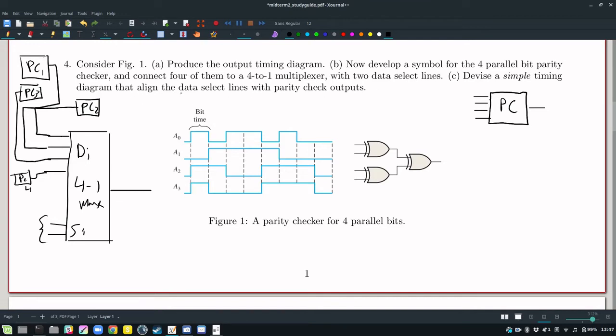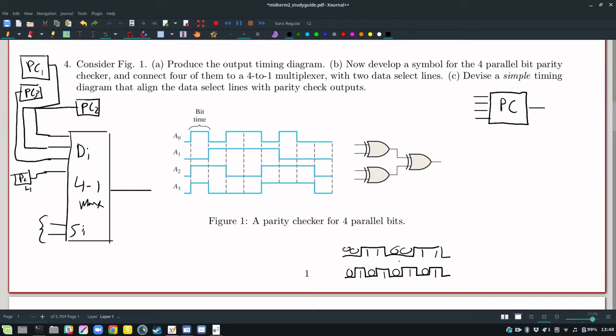Devise a simple timing diagram that aligns the data select lines with parity check outputs. So I think what you want to do is cycle the data select line, so each PC gets checked equally often. If you favored one combo of select bits over the others, then it would reduce the likelihood of catching an error in any of these bit streams. So for our data select, I want to have our LSB oscillating at this frequency. There's 4 possibilities, so 0, 1, 2, 3. So I'm cycling twice. So 0, 1, 2, 3. And then my other data select line should be 0, 0, 1, 1, 0, 0, 1, 1.